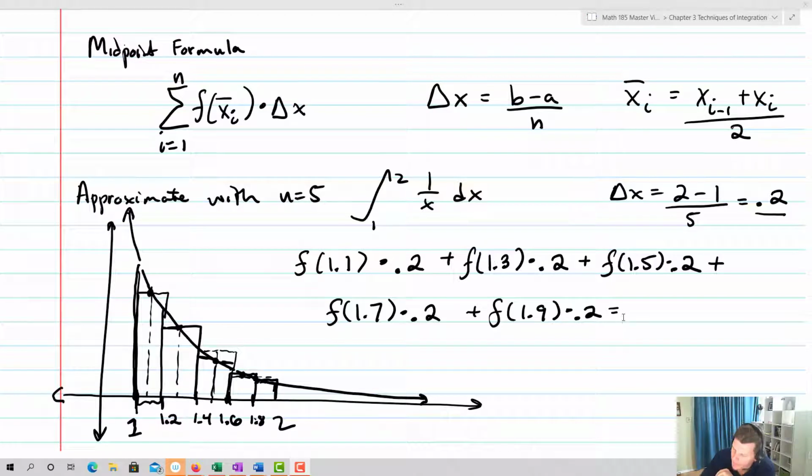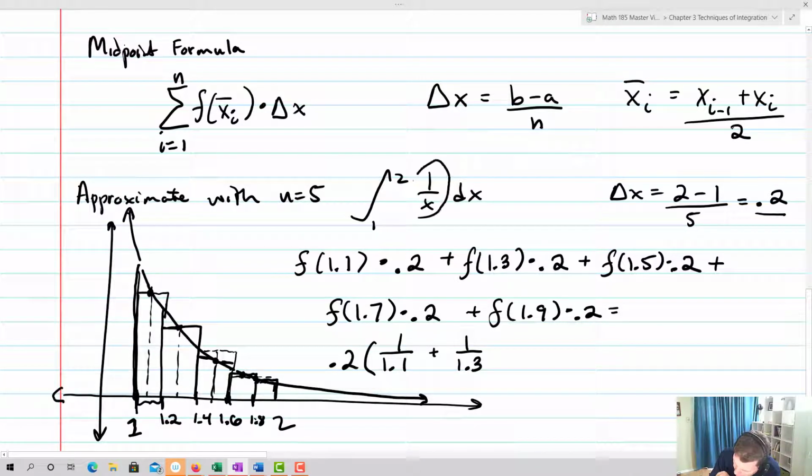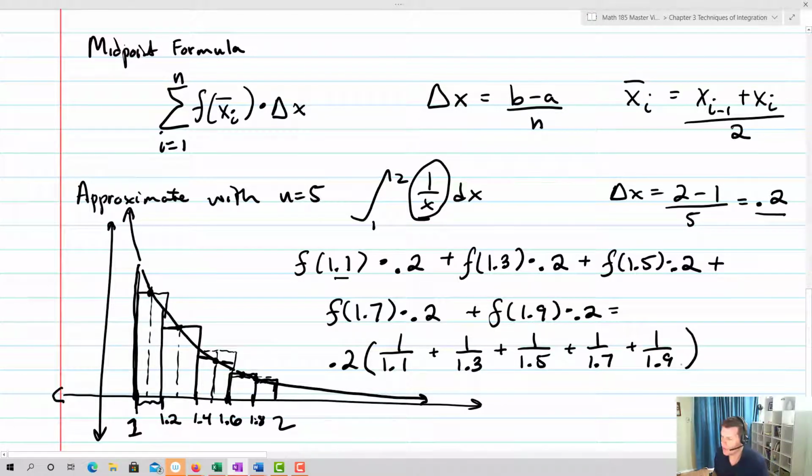So one of the things that I'm going to do is I'm actually going to factor out 0.2 because everything is being multiplied by 0.2. So you can see you could factor all of that out. And then I'm going to end up with 1 over 1.1 plus 1 over 1.3 because that's the function. The function is 1 over x. So I'm going to plug in my value 1.1 into 1 over x plus, and then the third one will be 1.5, plus 1 over 1.7 plus 1 over 1.9. And that gives me every single value that I'm going to have in my integration. Okay?